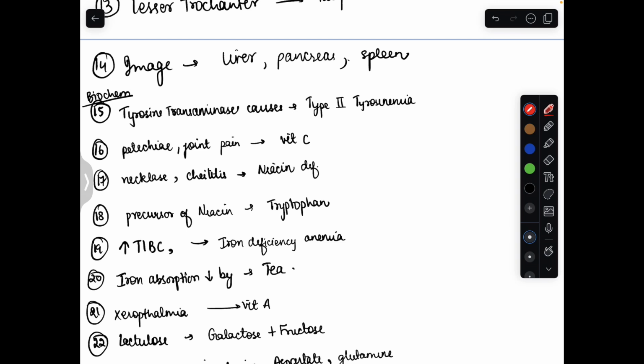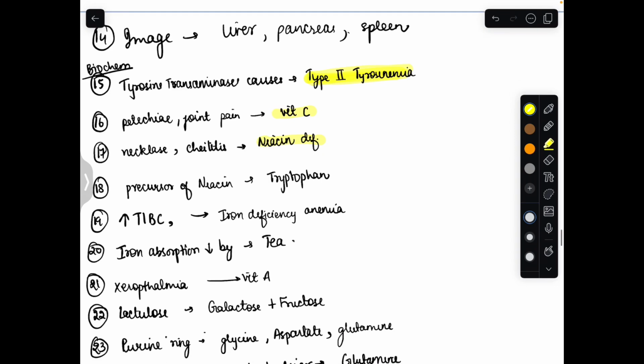Now for the 16th question, petechiae and joint pain will be there, and for that vitamin C deficiency is the answer. And whenever we see a necklace and cheilitis, we always mark niacin deficiency. So for this one also, the niacin deficiency, vitamin C, and type 2 tyrosinemia are the answers. Here I made one mistake: I marked type 1 tyrosinemia, which was wrong. The correct answer is type 2 tyrosinemia.